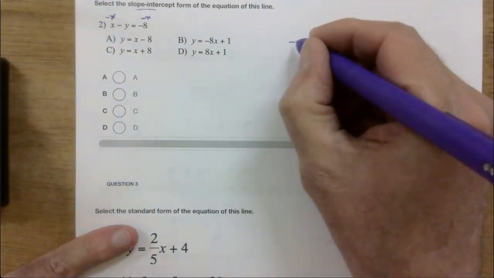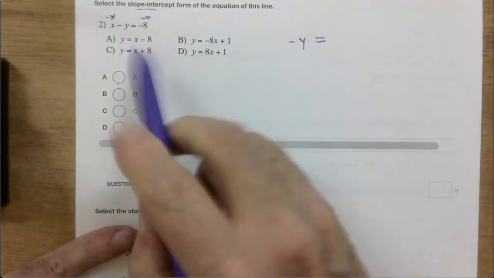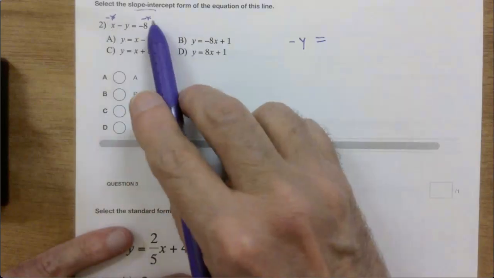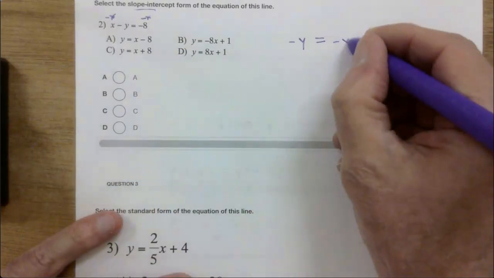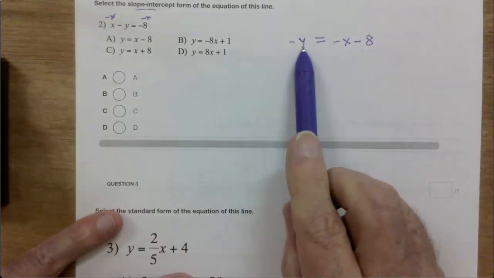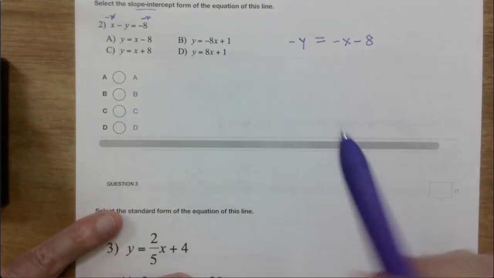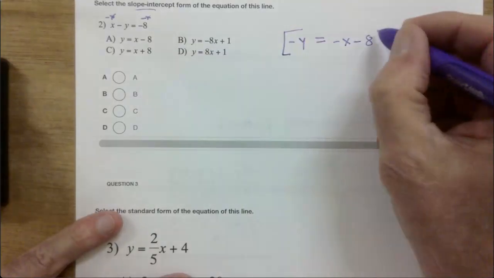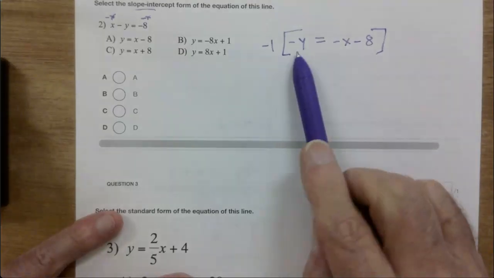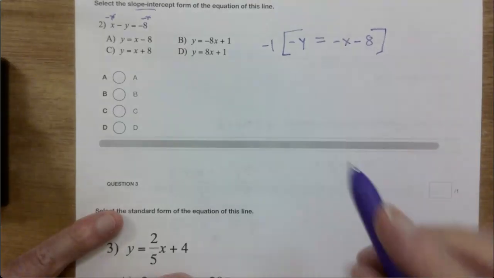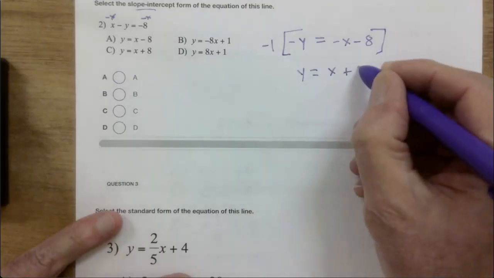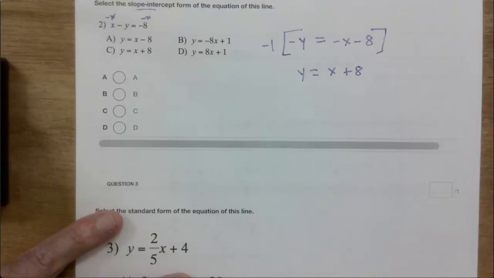So what I have here is minus y. Again, this y is negative. Keep it negative. The x is negative on the other side. And then it's minus 8. Now, I've got to solve for y, not negative y. So get rid of the negative sign by multiplying everything times negative 1, which changes the sign of each term. All right, that should be it.